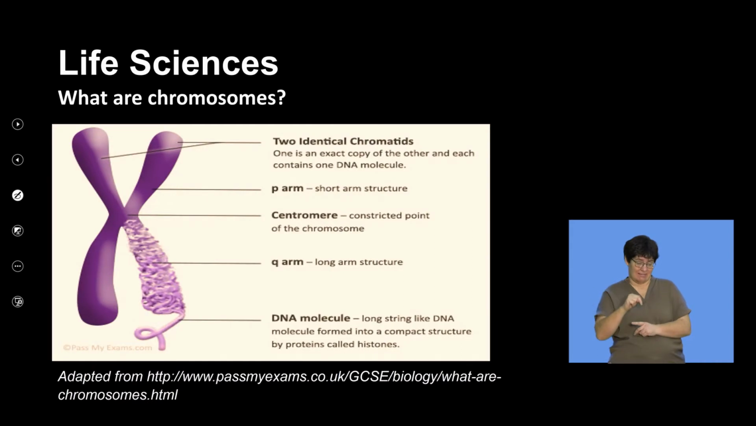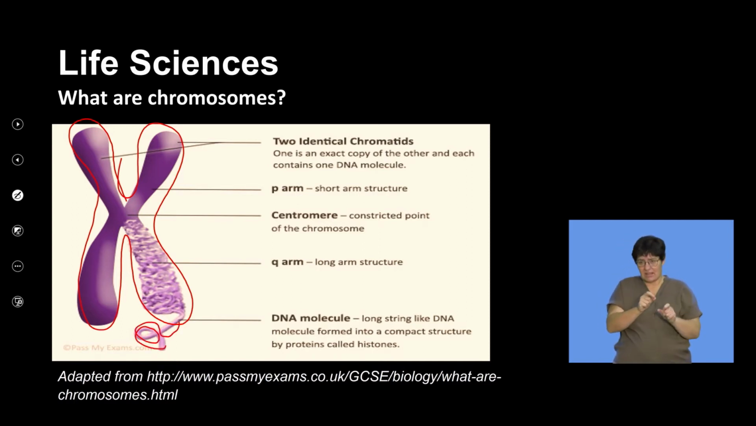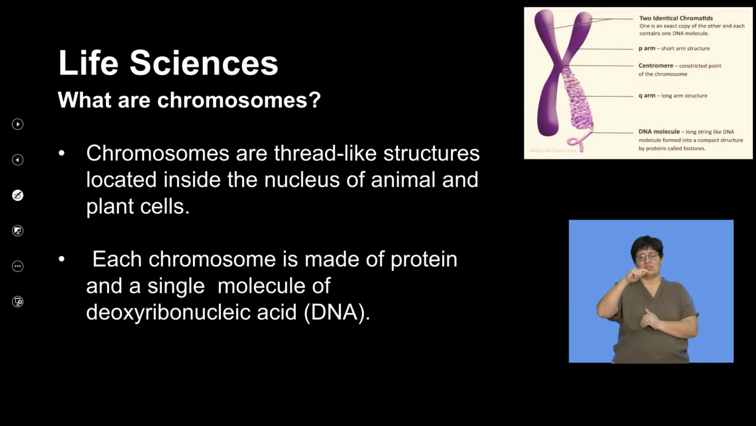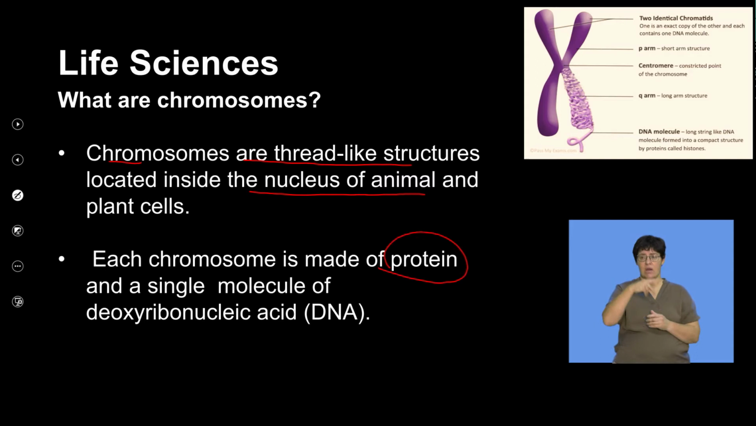It's important that we have an overview of the structure of a chromosome. We often draw this as an X-shaped structure, and it's important that you understand that this X-shaped structure is essentially DNA in a complex structure wrapped around histone proteins. These chromosomes are thread-like structures located inside the nucleus of animal and plant cells, and they contain proteins called histone proteins around which the DNA is wrapped.